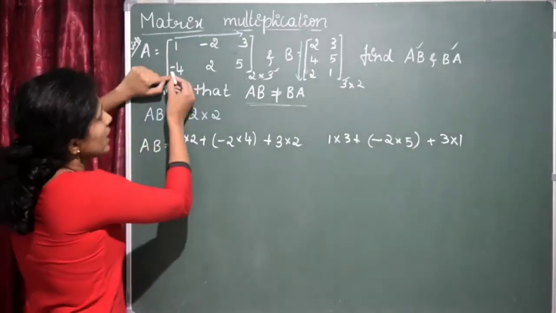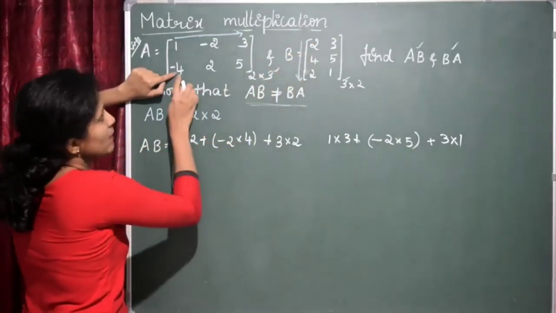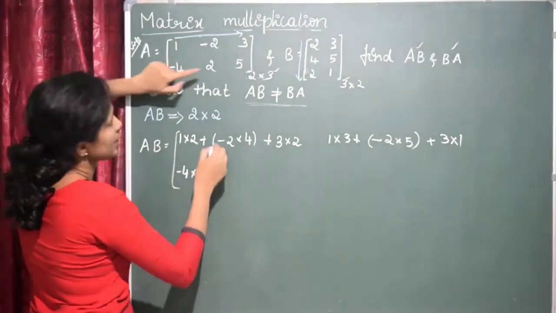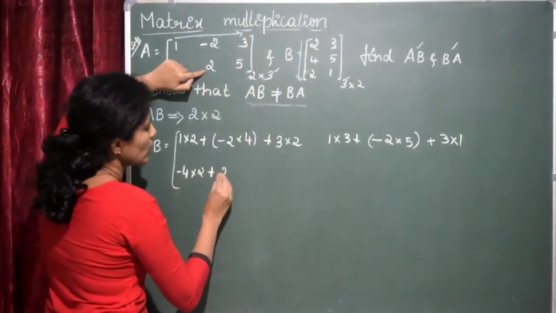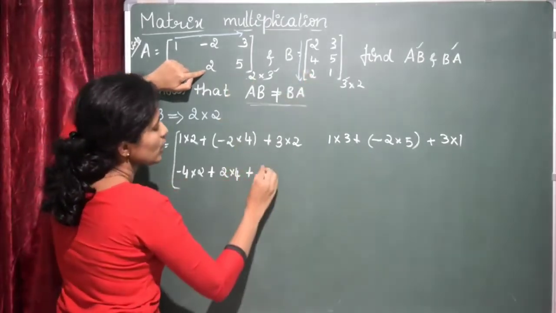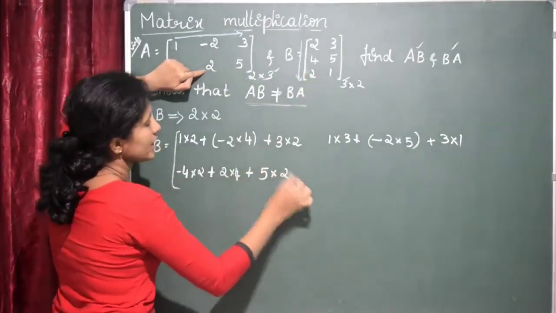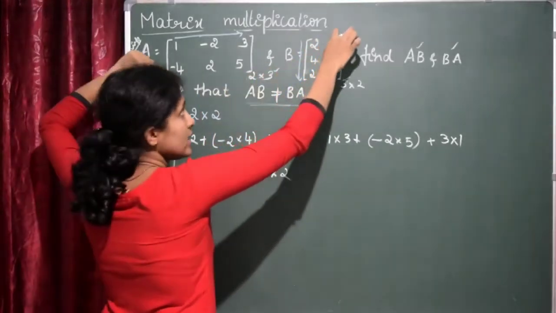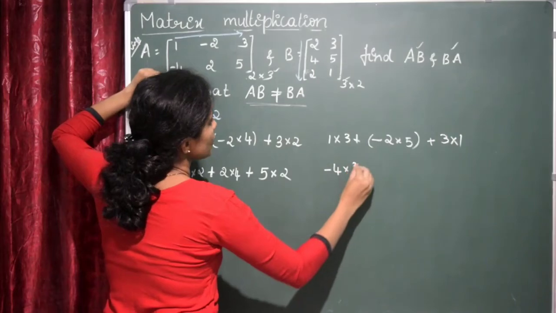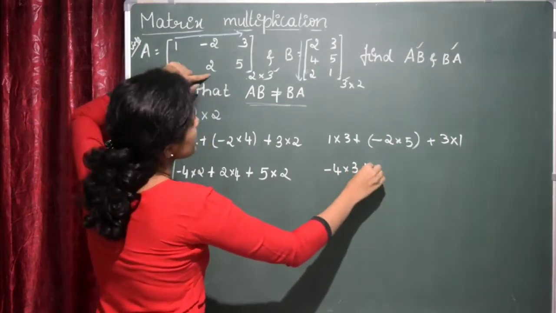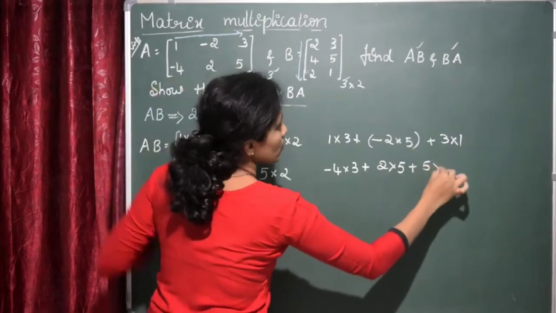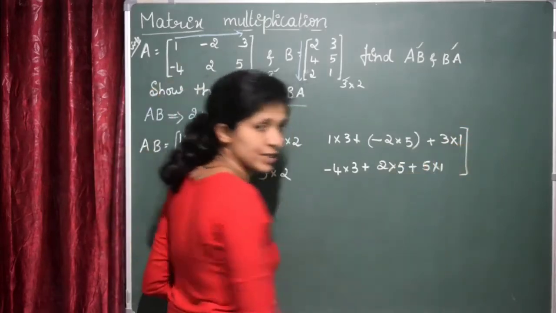Third element will be second row, first column, that is minus 4 into 2, right? Plus next will be 2 into 4, plus next will be 5 into 2. Next one, second row and the second column, that is minus 4 into 3 plus 2 into 5 plus 5 into 1. I hope you are understanding this one.